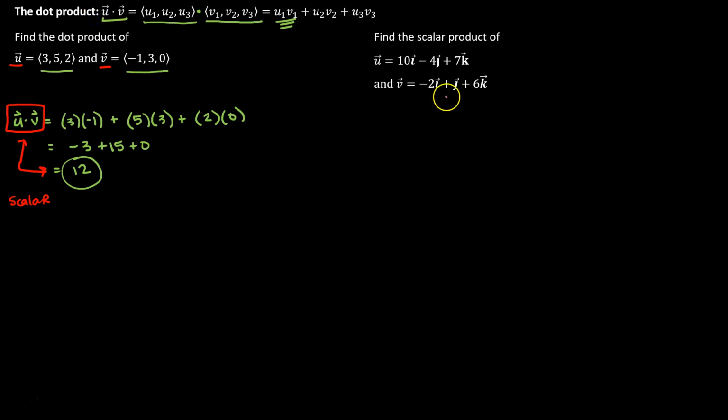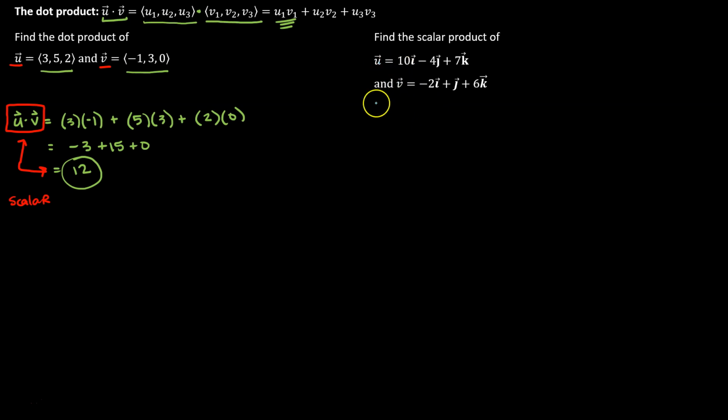Let's try another one. This time let's calculate the scalar product with two vectors that are not written in component form. The vector u has components 10i minus 4j plus 7k. The vector v has components -2i plus j plus 6k. Now, if you watched the last videos where we talked about standard unit vectors, I said that i, j, and k should have hats because they're unit vectors. Now, I'm not using incorrect notation here. They are vectors, and an arrow on top simply denotes that we're working with a vector. A hat might be more specific, but it's not really incorrect notation here.